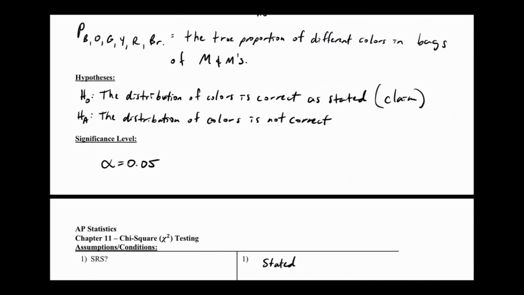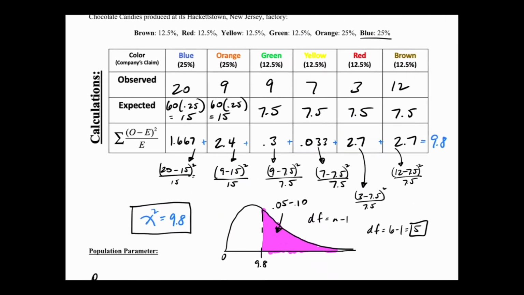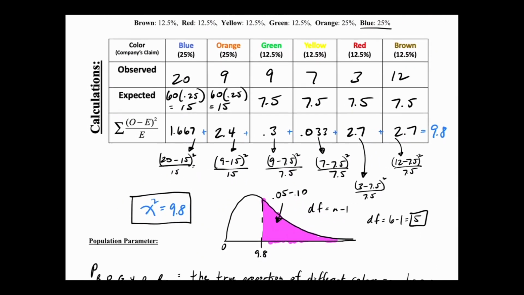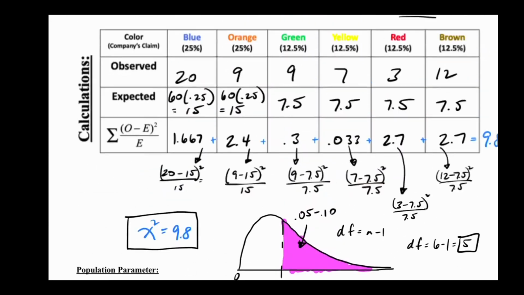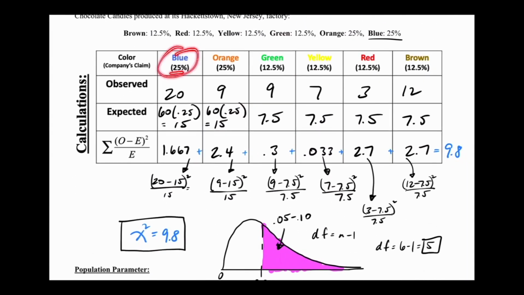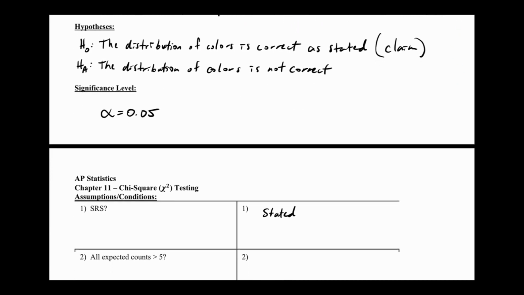The alternative hypothesis is no, that's not correct. Which one? It doesn't matter. It doesn't say I think brown is incorrect or blue is incorrect or red is incorrect. It says just one of those, because if one of those is incorrect, that means the others have to be incorrect, right? If the true proportion of blue is not 25%, then that would affect orange, green, yellow, red, brown, right? Because all of them have to equal 100%. Okay, significance level, we didn't say, so 5%.